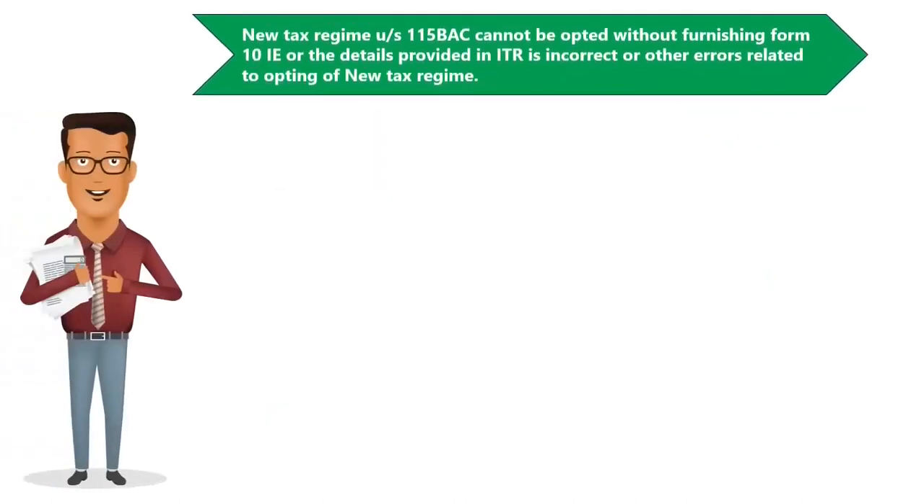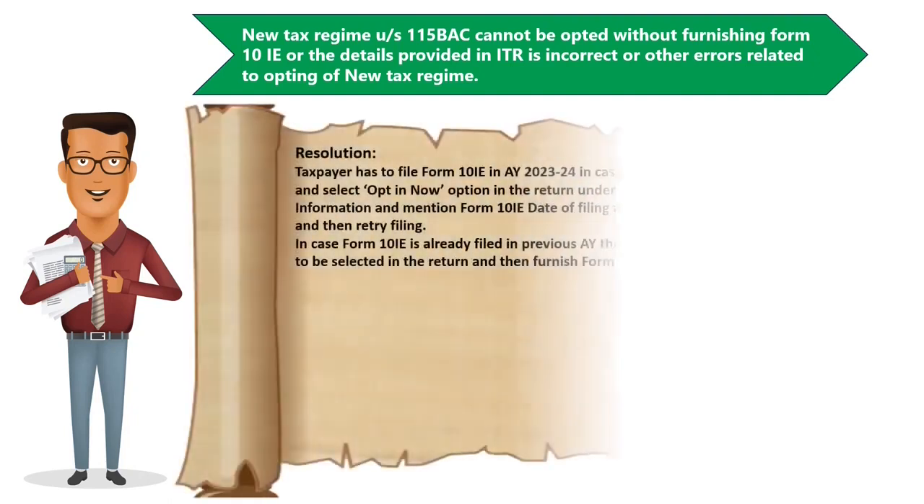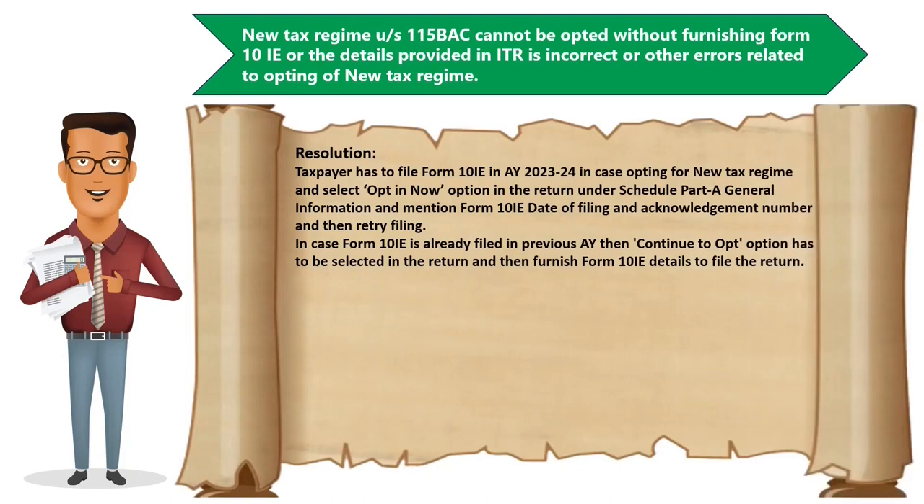If you are getting the error, new tax regime under section 115BAC cannot be opted without furnishing form 10IE or the details provided in ITR is incorrect or other errors related to opting to new tax regime, please remember to file form 10IE for assessment year 23-24 in case you are opting for the new tax regime, and select opt-in now option in the return under schedule part A general information and provide form 10IE date of filing and acknowledgement number, and then retry filing your income tax return.